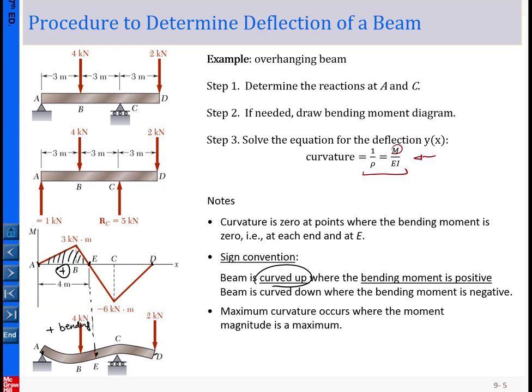And the third one: the maximum curvature is where the moment is maximum. So when the moment magnitude is maximum, the curvature is maximum. For example, here the maximum moment has a magnitude here, although it's negative, this is the maximum magnitude corresponding to C here. So that is where the maximum curvature is. Okay, so that is a very simple observation of this equation, and so we can move on.